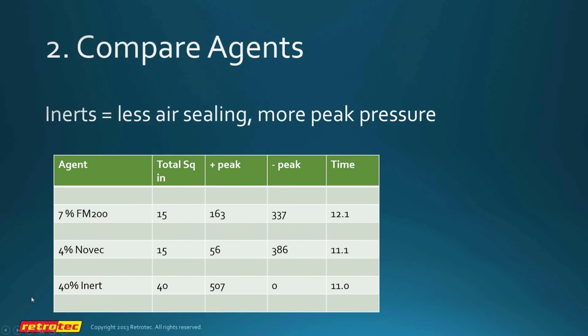So you can see here with a 40% inert and a 7% FM200, the peak pressure values are pretty similar, 507 versus, that's on the positive side for the inert, 337 for FM200, 386 for Novec. They're kind of in the same order of magnitude, certainly. So we cannot ignore halocarbon peak pressure and do need to do an evaluation on all of them.